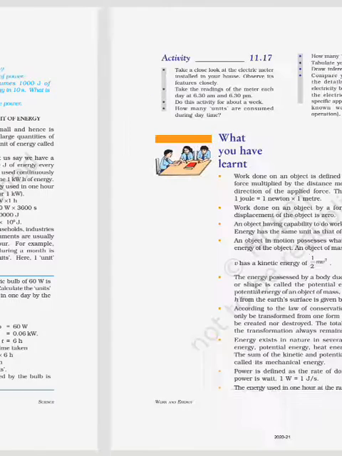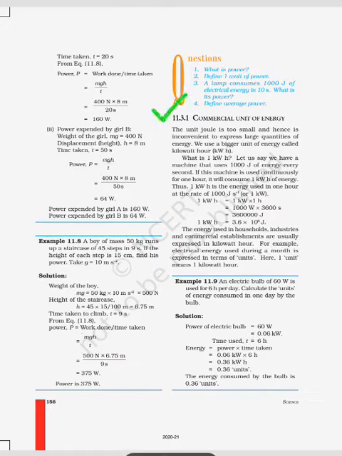Now I think this is the last topic of this chapter, the commercial unit of energy. This topic we are starting today. Actually, a commercial unit means the unit that we use when we are selling energy, when we are getting electric energy. So one unit is there to measure electrical energy at our home, in factories. That unit is the kilowatt hour.